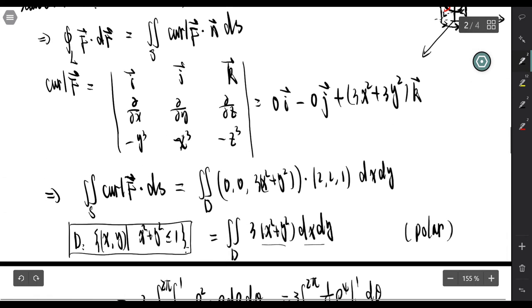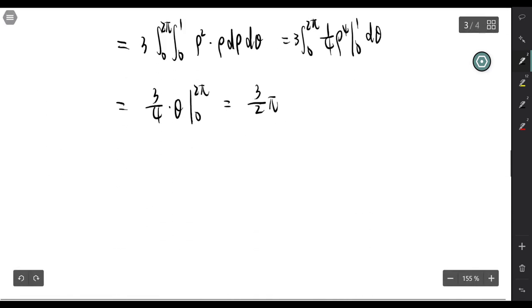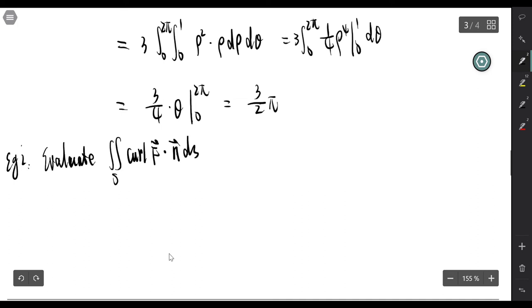We used the surface integral to evaluate a line integral, and the second example is where we use a line integral to evaluate a surface integral: the integral on the surface of curl F dot n dS, using Stokes Theorem.